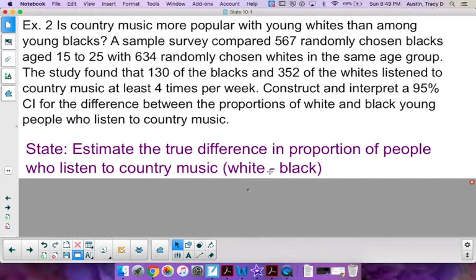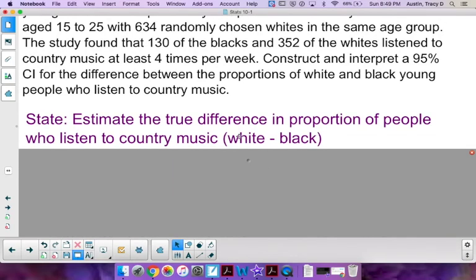This is just like doing the mean of a difference, which is what we were doing before. You have to state the way you're subtracting. Otherwise, you're going to go from an E to a P on your state part, because they don't know if your do and your conclude follow your statement, okay? And especially when we're doing the H0, Ha, the way you subtract really determines what your alternative hypothesis is going to be, so it has to match. Okay, so estimate the true difference in proportion of people who listen to country music, white minus black, and you can also say people age 15 to 25 if you want.